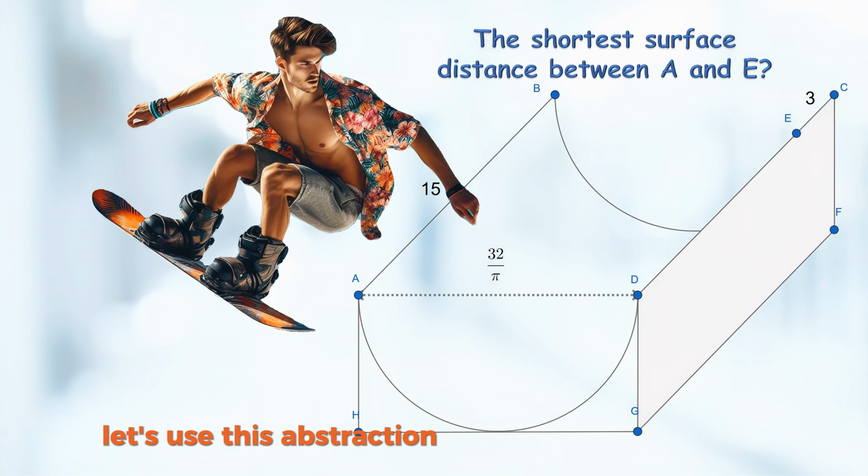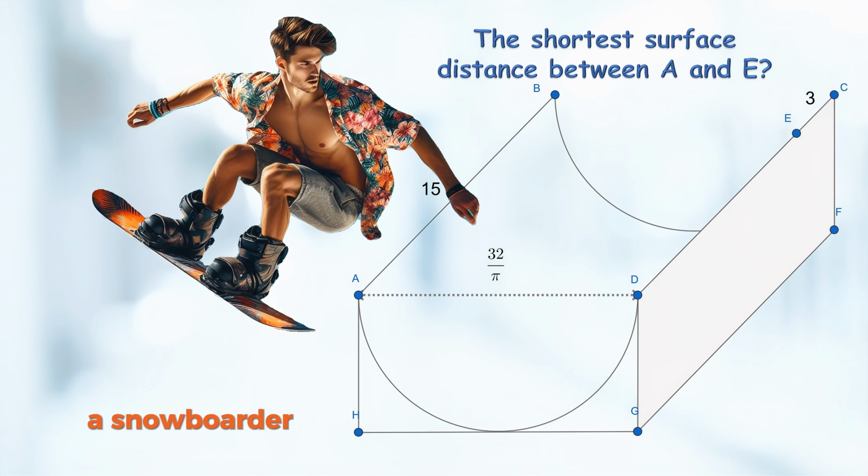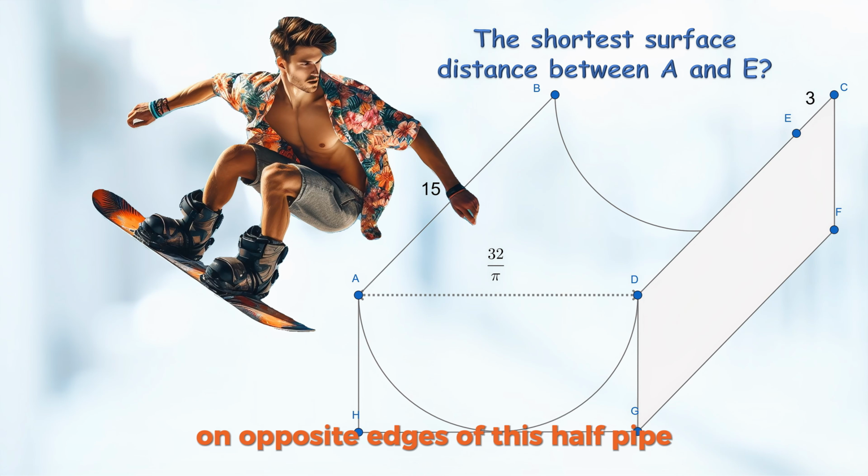Let's use this abstraction to represent a half-pipe. A snowboarder needs to traverse the surface from point A to point E on opposite edges of this half-pipe. What is the shortest surface distance, or geodesic, between A and E?